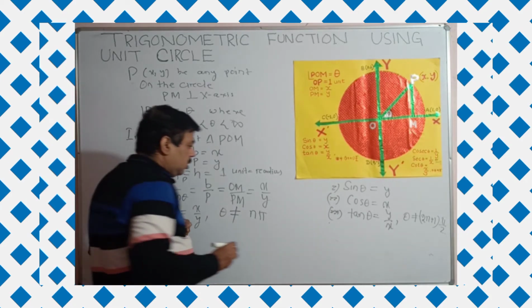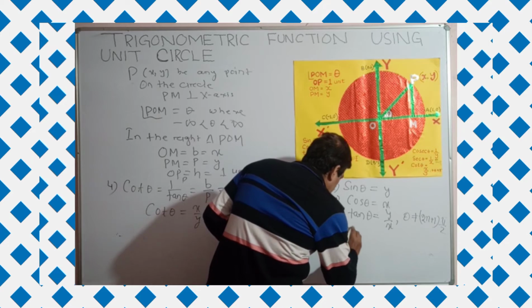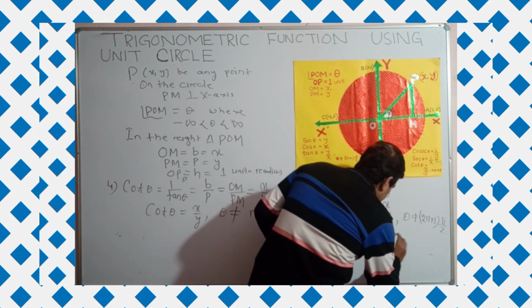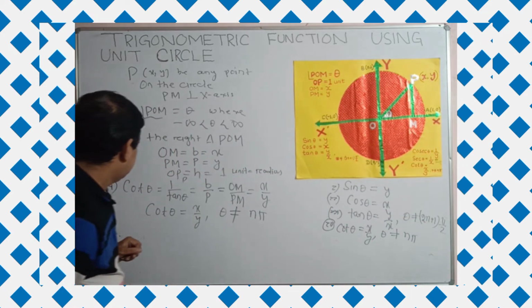Okay, so we got the fourth point: cot theta is equal to x upon y, where theta is not equal to n pi. Okay, is it clear? Understand?